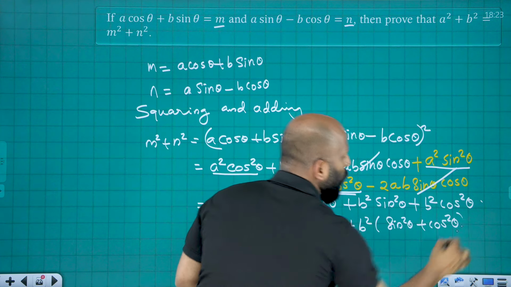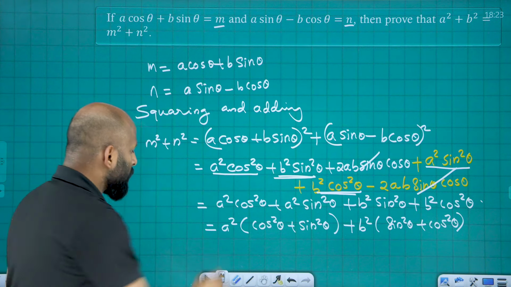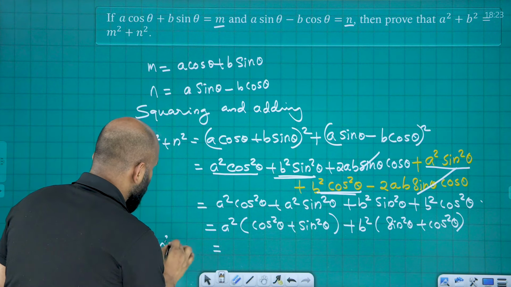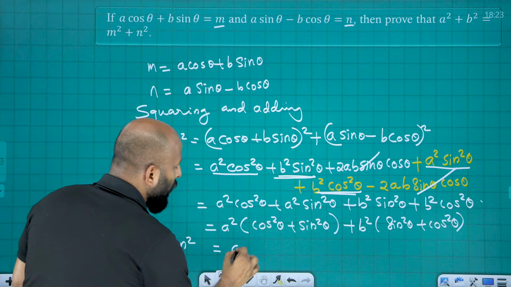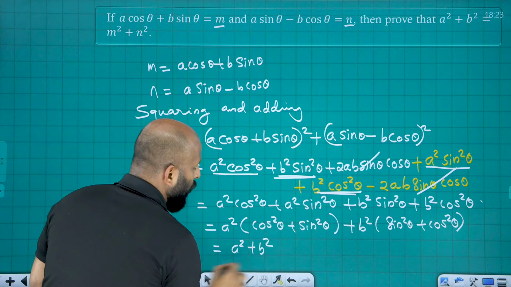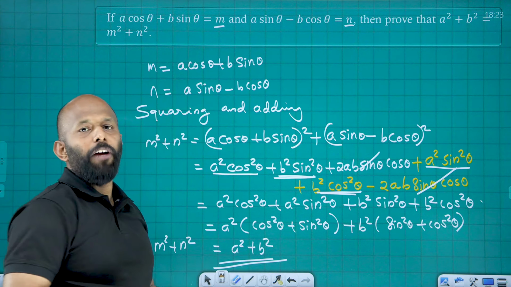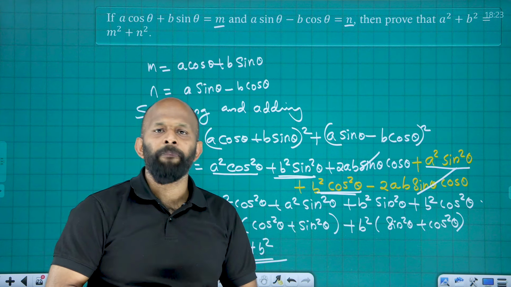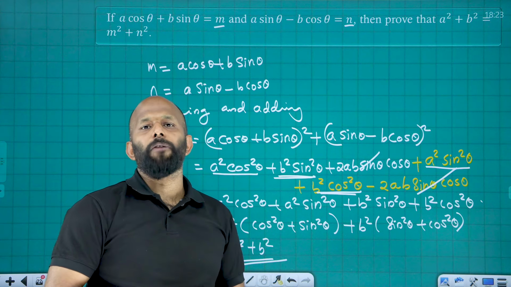So we know that sin square theta plus cos square theta is 1. Therefore, our answer m square plus n square is equal to a square plus b square. Hope all of you understood one of the very important questions. My dears, we are moving to the last question of today's session.